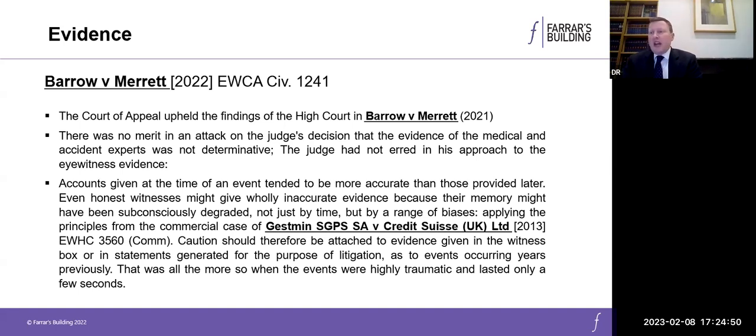There were familiar submissions made and statements of principle in relation to the benefit of witness evidence and what to look for. Accounts given at a later time are not going to be as accurate as accounts at the time of an event. Honest witnesses might give inaccurate evidence. Memory can become subconsciously degraded, so it's not altered by dishonesty, but by a range of perhaps innocent biases. And the application of all those principles from the commercial cases translates across to road traffic accident cases, obviously.